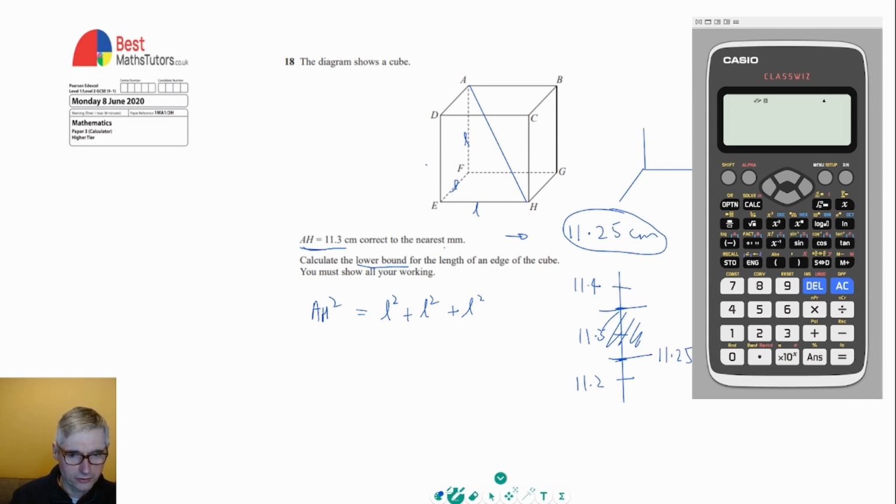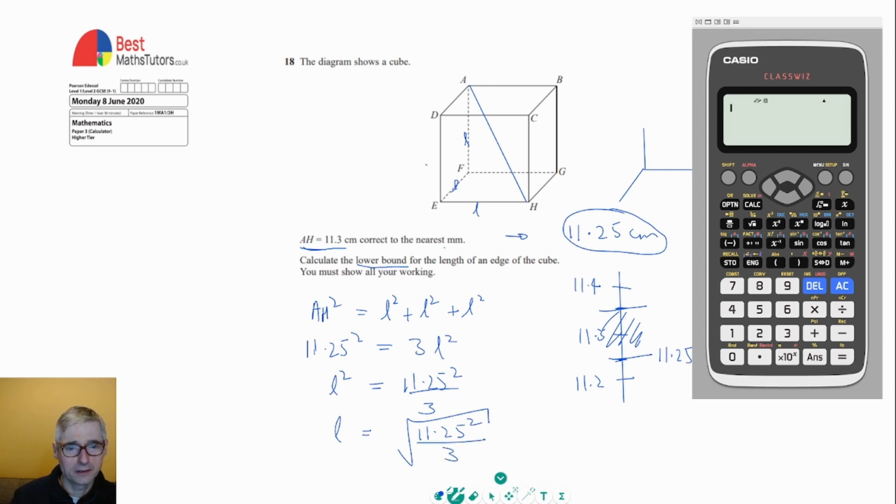And so we could put that into this equation. So we've got 11.25 squared equals 3L squared. Rearranging that a little bit more, I can divide both sides by 3. I'm just going to write the L squared on this side. So I've got 11.25 squared divided by 3. And then to get rid of the square on the L, all I need to do is square root both sides. And that will give me that L is equal to the square root of 11.25 squared over 3.